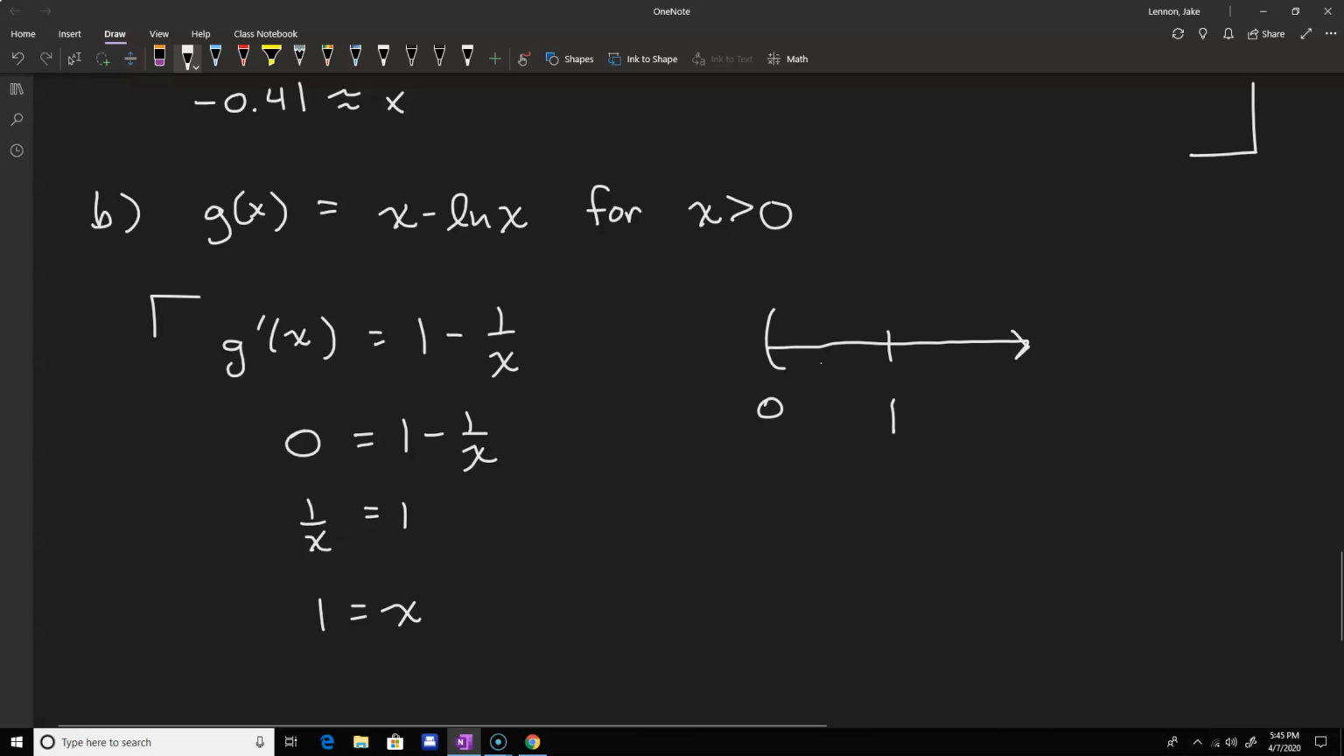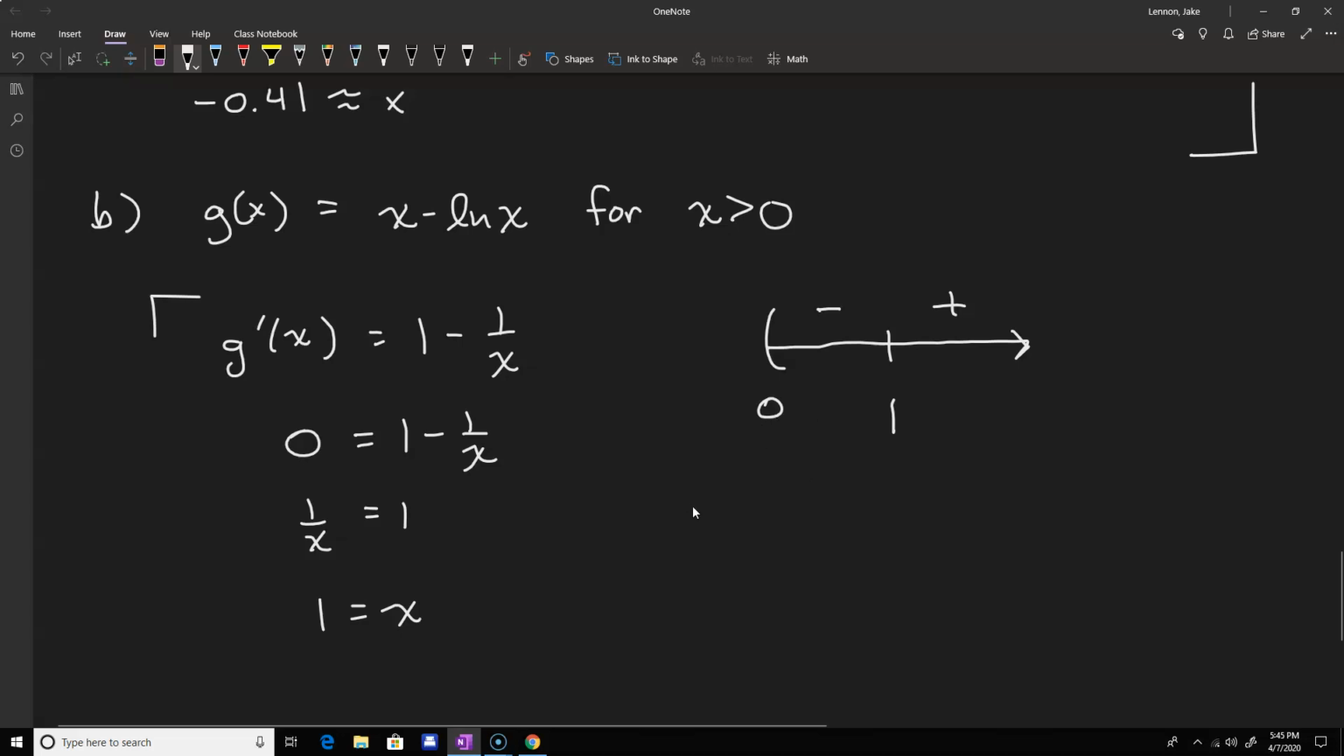So we need to plug in some number between 0 and 1 and some number greater than 1 into g prime of x. So let's say we plug in 0.5. 1 minus 1 over 0.5 is 1 minus 2, so we get a negative g prime value in this region. And if you plug in something bigger, say 2, 1 minus a half would end up being a positive value. So again, we see the function decreases until you get the x value of 1 and then increases thereafter.